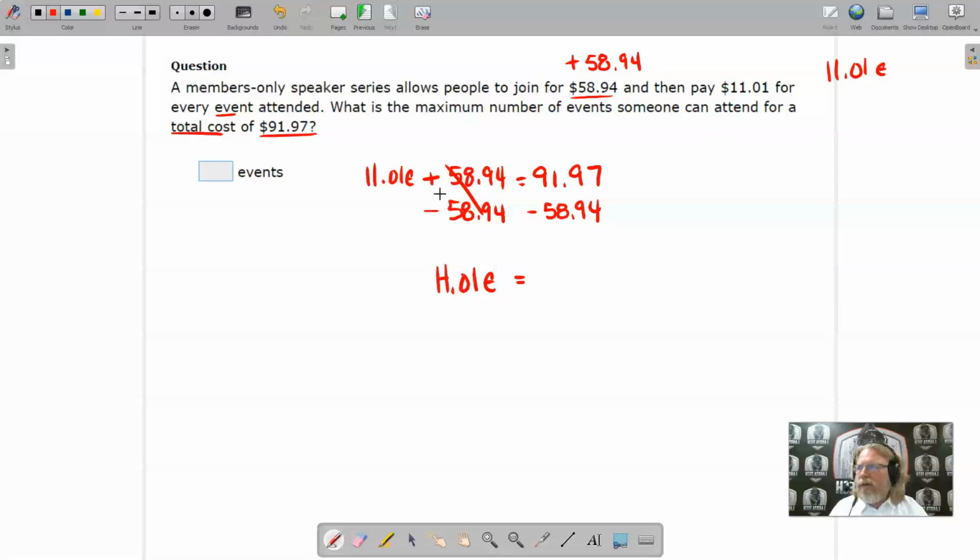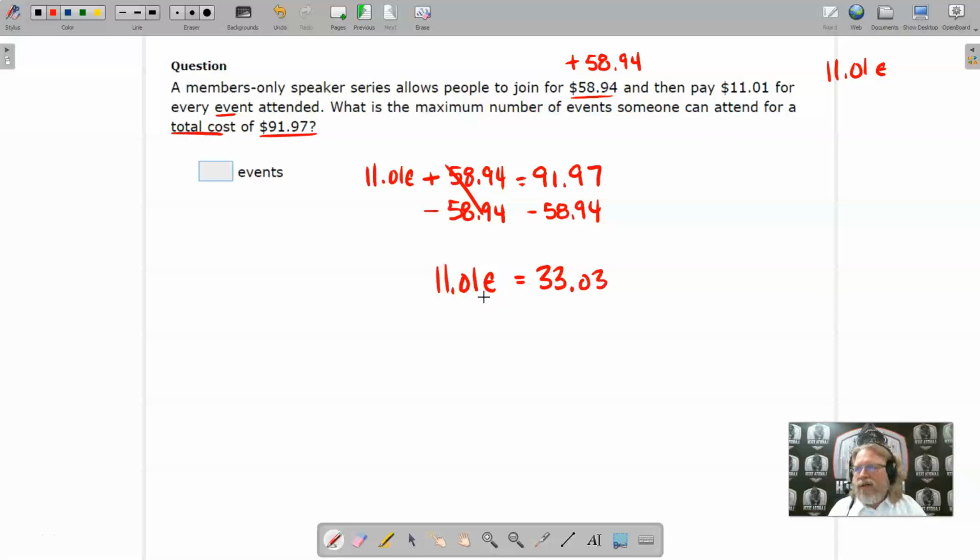91.97 minus the 58.94 is going to give us a difference of, this will work out real nice, 33.03. And I'm not even going to need the calculator for this one.